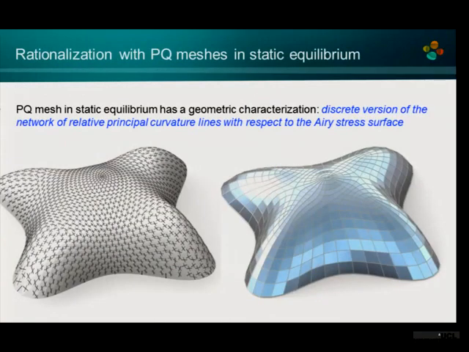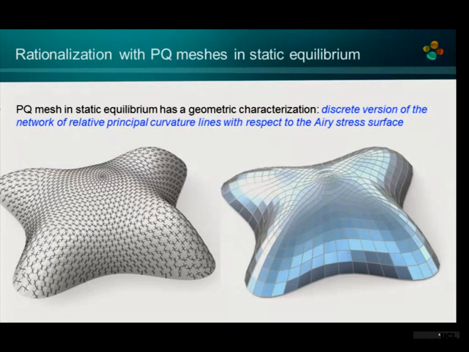Another problem: if we have a self-supporting shape, can we represent it by a planar quad mesh, so that basically this planar quad mesh is the thrust network? This turns out to be non-trivial, and it is related to the curvature theory I have mentioned before. It turns out that such a PQ mesh, which is self-supporting, is a discrete version of the network of relative principal curvature lines.